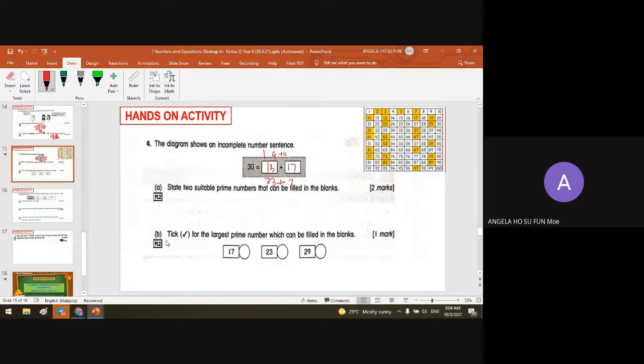All right, now B, tick the largest prime number which can be filled in the blank. So look at this. Which is the largest prime number that you can put in the blank? 23. Yes, very good. 23 is the answer.